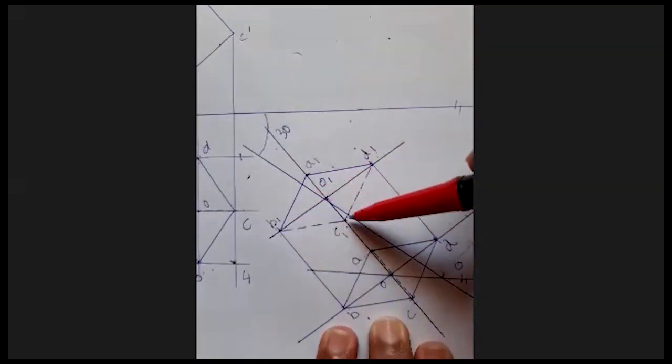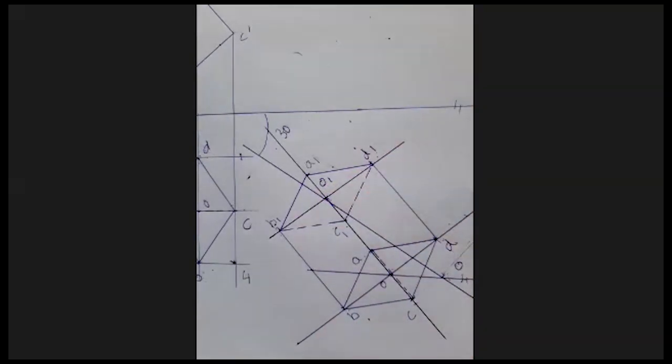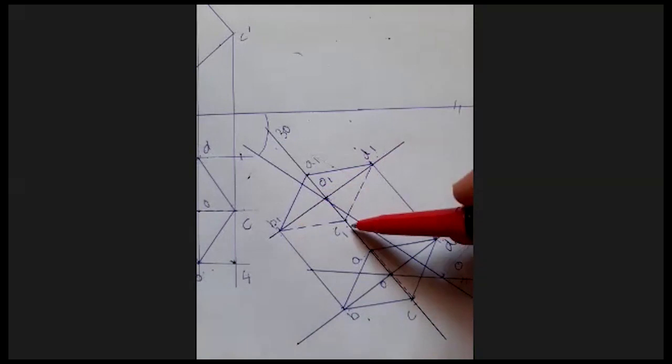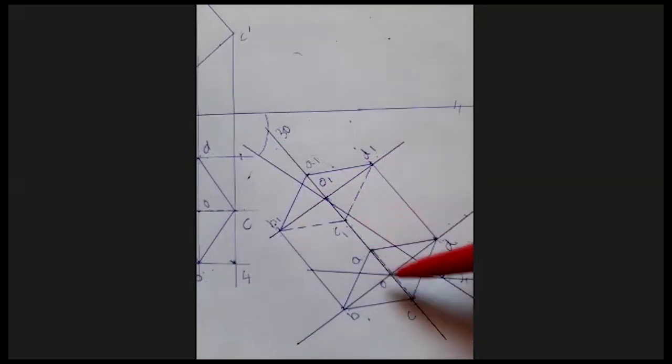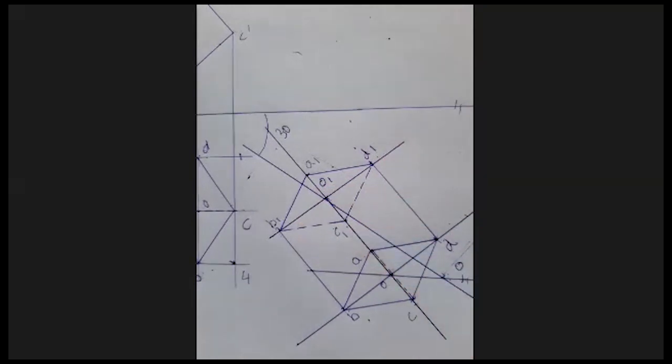Now the remaining lines are C1 to B1 and C1 to D1, which will be hidden lines, that is, dotted lines, as well as A to C1. This will be dotted because C1 is a hidden line, but the dotted A to C1 is merging with the solid line of A1.